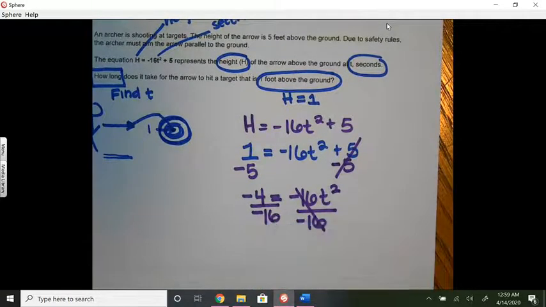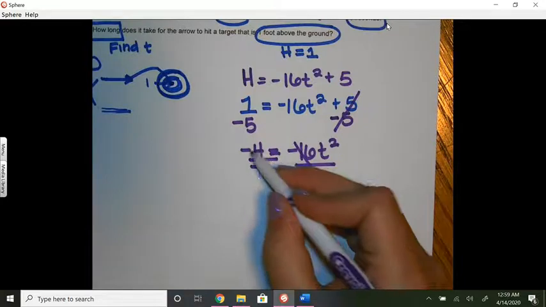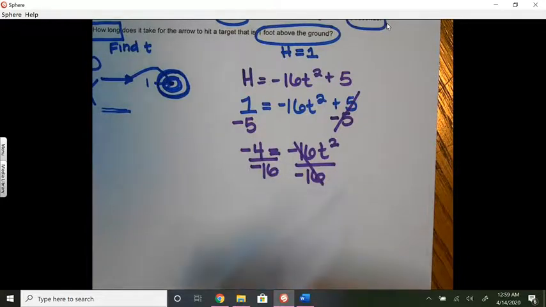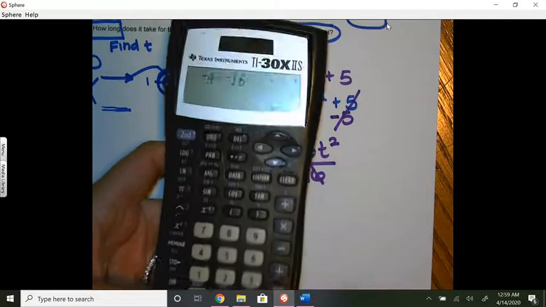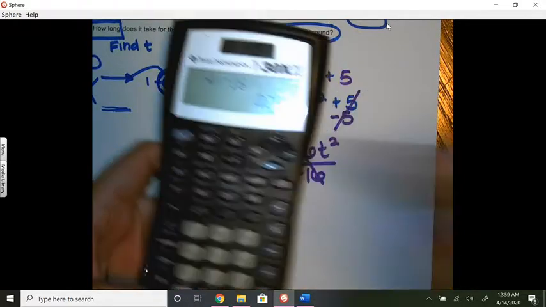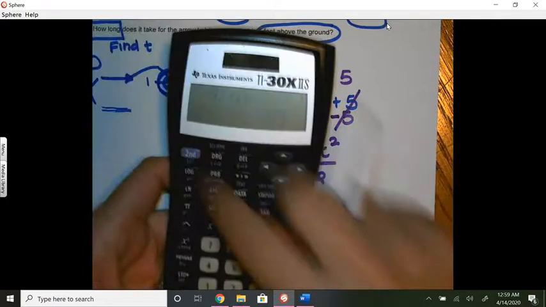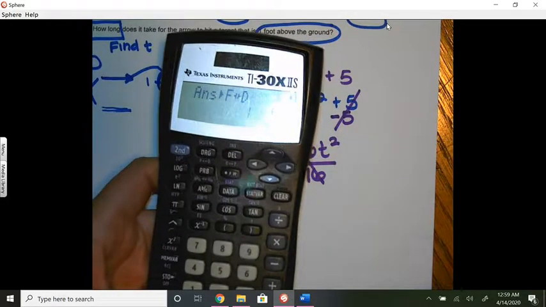Again, you don't have to do it this way. And then -4 divided by -16. So -4 divided by -16 is 0.25. I'm going to go ahead and change it to a fraction. So 1/4.